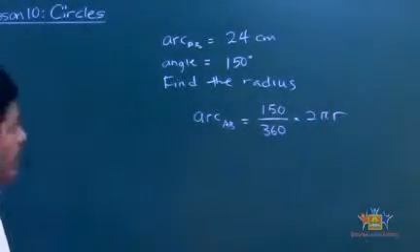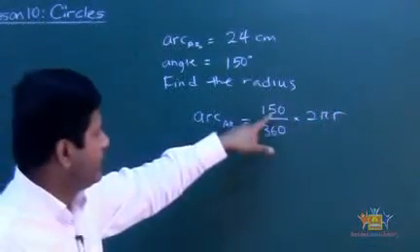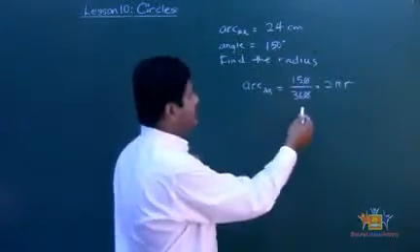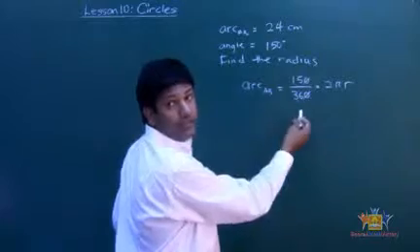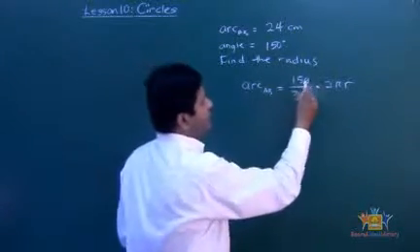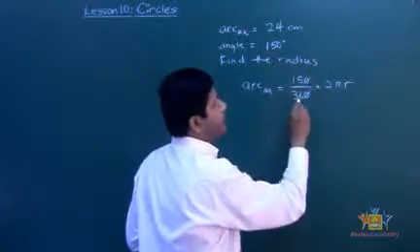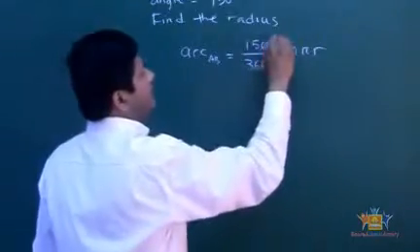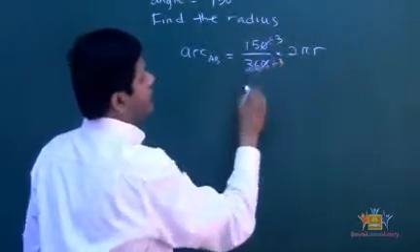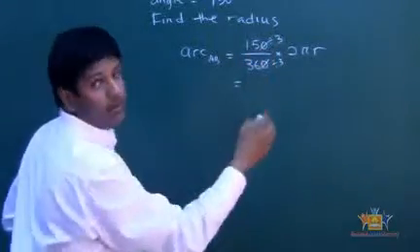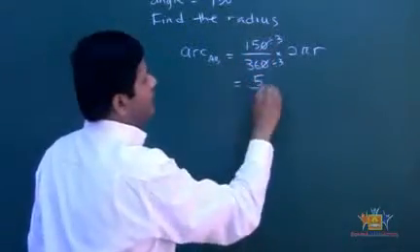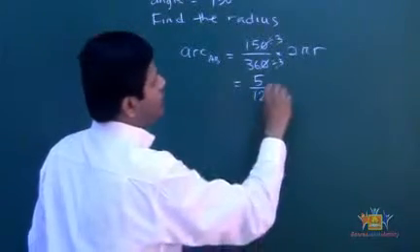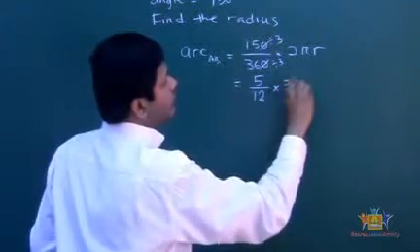See that? Okay, so let's simplify first. 150 over 360. The 0s cancel out. Left is 15 over 36. Now I want to simplify further because I can divide 15 and 36 by the same number, which would be 3. 15 divided by 3 is 5. 36 divided by 3, very good, 12. 5 over 12 times 2 pi r.